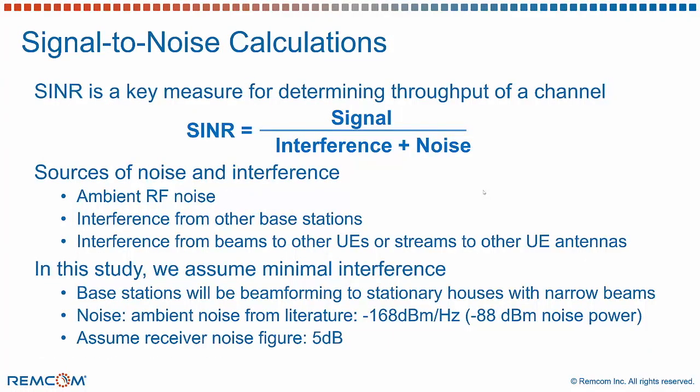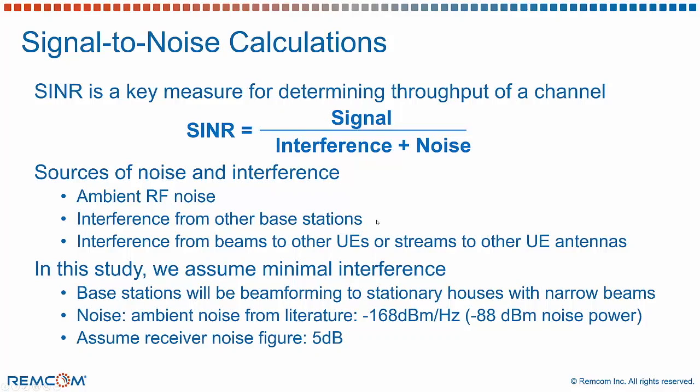So next we have the signal noise ratio calculations. Signal to interference plus noise ratio is a key measure for determining throughput of a channel. And this is simply the strength of the signal divided by the interference plus the noise. Sources of noise and interference include ambient RF noise, interference from other base stations, and interference from beams to other UEs or streams to other UE antennas. So in our scenario, we included the ambient RF noise. We didn't include any other base stations, so there's no interference.